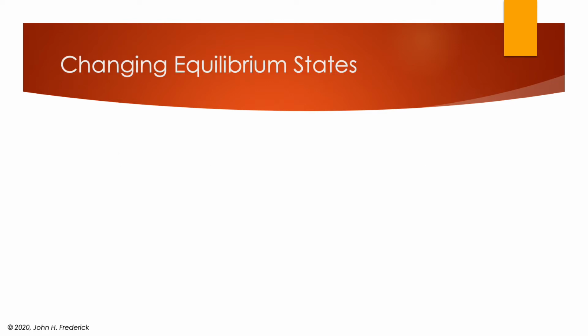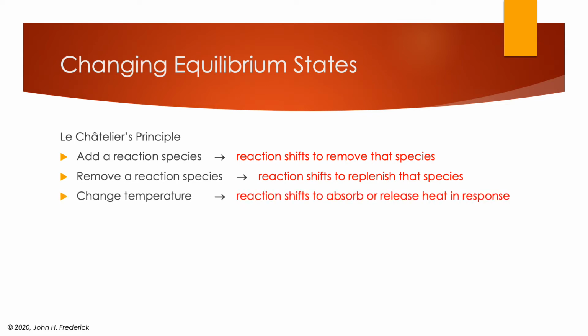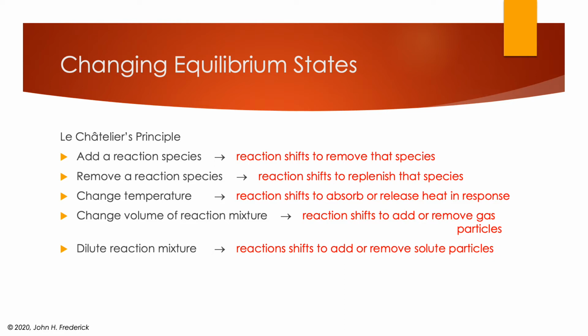a mixture. Now, we've already seen some examples of how one can change an equilibrium state based on Le Chatelier's principle. Basically, if you add a reaction species, the reaction is going to shift to remove that species. If we remove a reaction species, it'll shift to add it back. If we change the temperature, the reaction will shift to absorb or release heat in response, as we've indicated back in Module 4. If we change the volume of a reaction mixture, it'll shift to add or subtract gas particles. Finally, if we dilute a reaction mixture, the reaction could shift to add or remove solute particles. We didn't talk about that in a video, but it is part of the module.